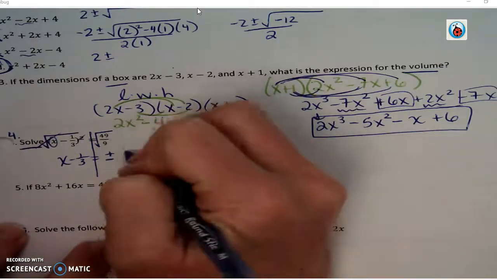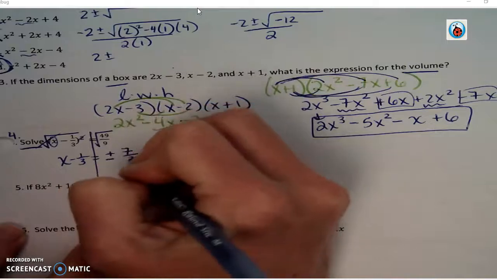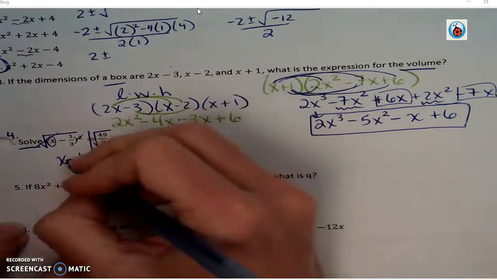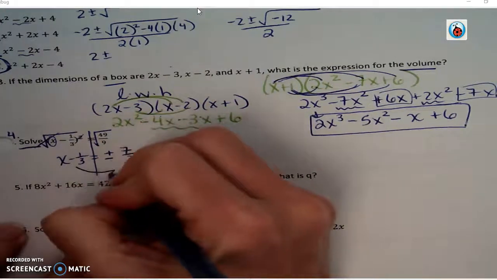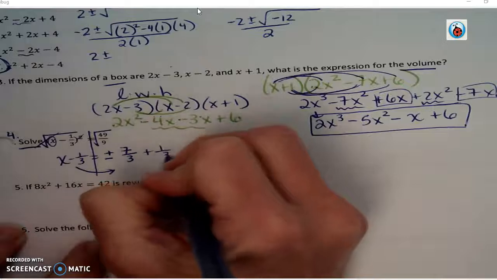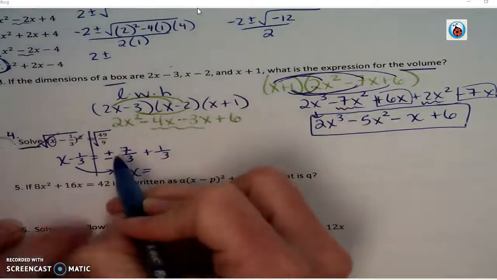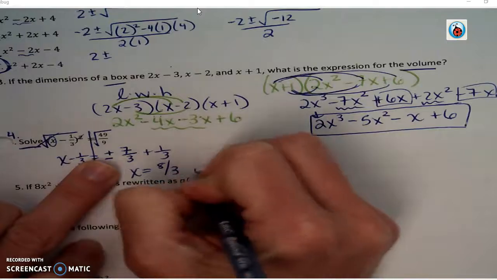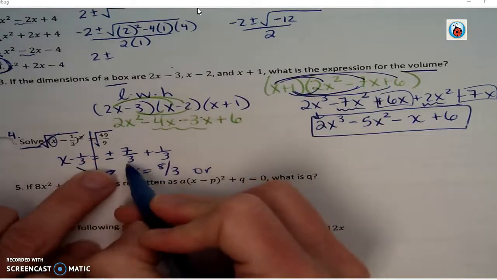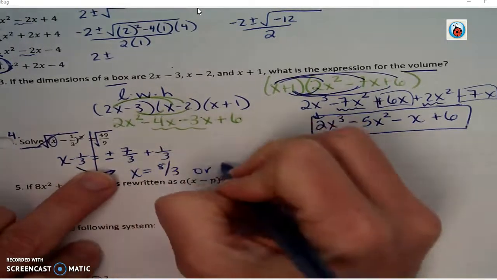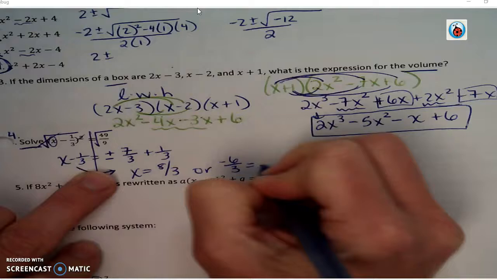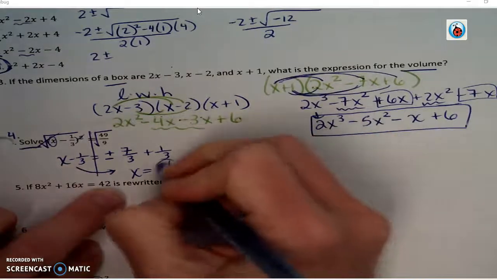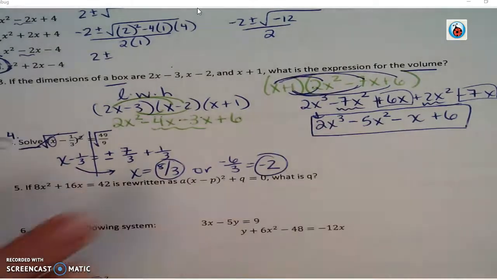the square root of 49, which is 7, over the square root of 9, which is 3. And then instead of subtracting 1/3, you need to add 1/3. So if I do positive 7/3 plus 1/3, I get 8/3. If I do negative 7/3 plus 1/3, I get negative 6/3, which is negative 2. So 8/3 and negative 2 are your two answers.